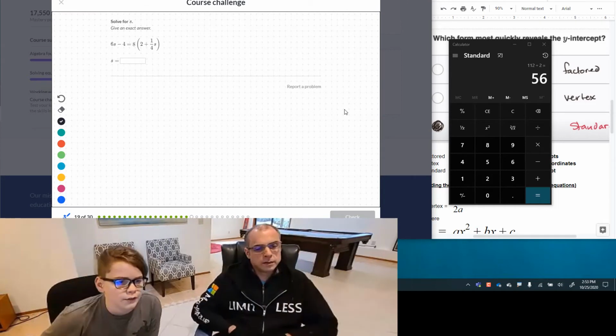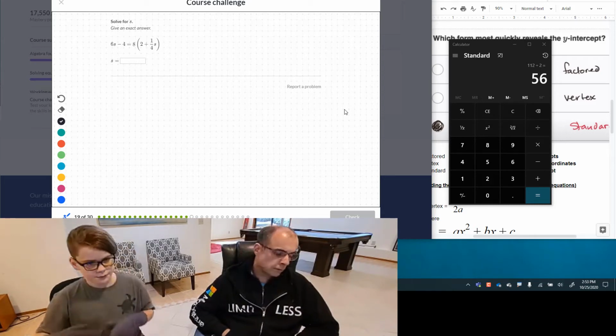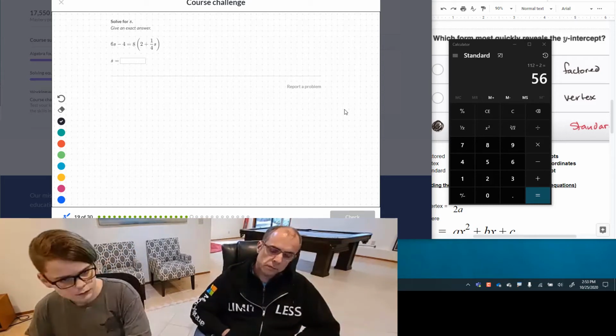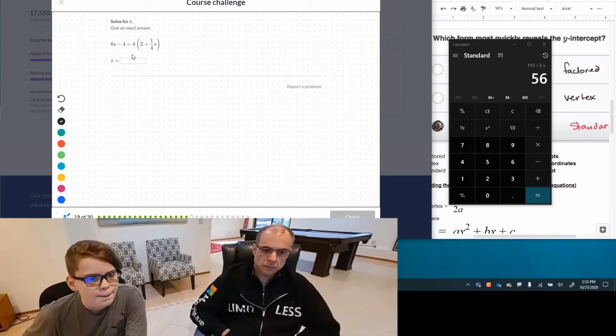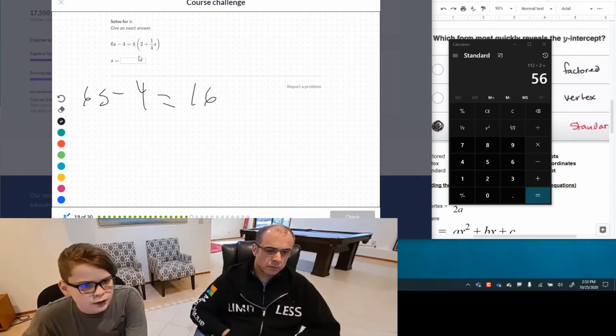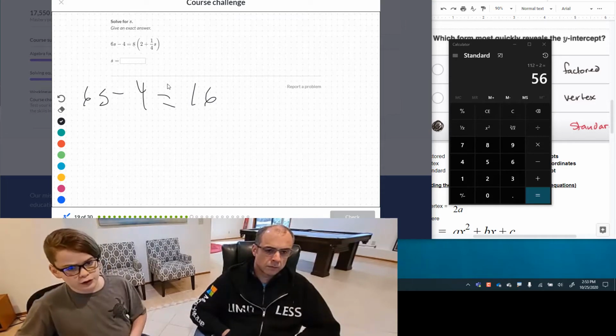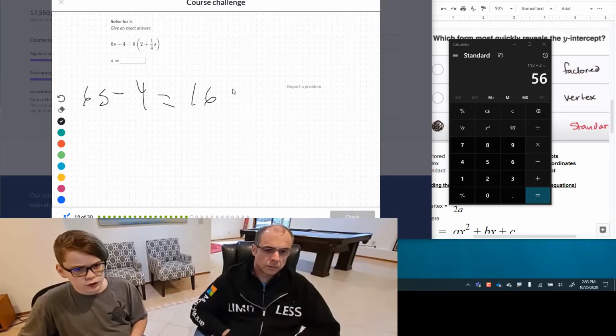Solve for S. Give an exact answer. Okay. So if I simplify it, 6s minus 4 equals 16. And then 8 divided by 4 is 2, and then 2s.